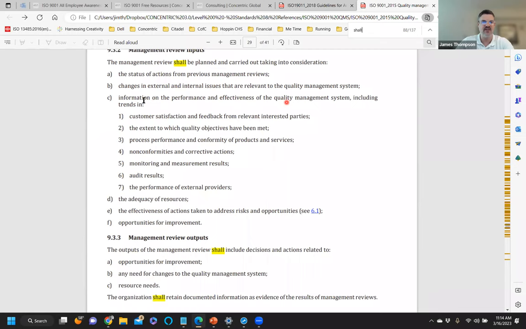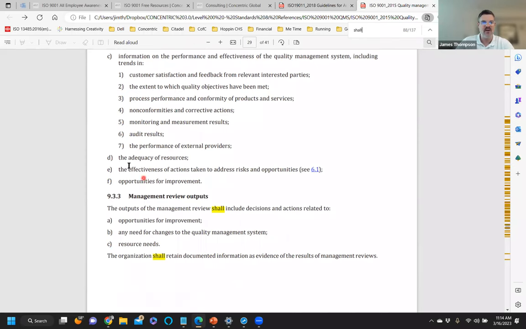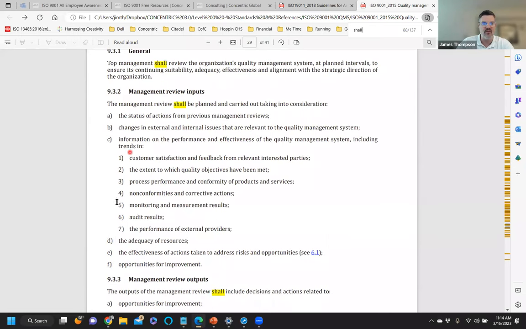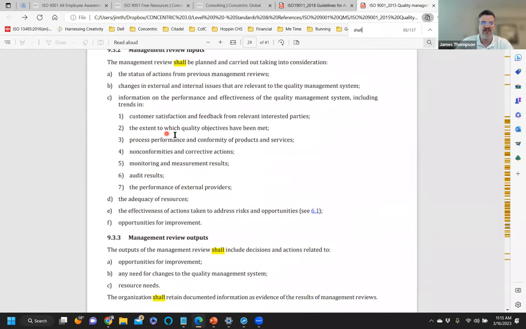Information on the performance and effectiveness of the QMS, including, so these are items that need to be looked at in terms of analyzing how well the QMS is performing: customer satisfaction, feedback, the extent the quality objectives have been met or not, process performance, conformity of products and services, nonconformities, corrective actions, monitoring and measurement results, audit results, and performance of suppliers. Real quick before we run away from this, this is typically a scorecard that organizations will have, or KPIs on the performance of critical processes, external providers, customer scorecards. So this is a really metrics heavy area of the standard.